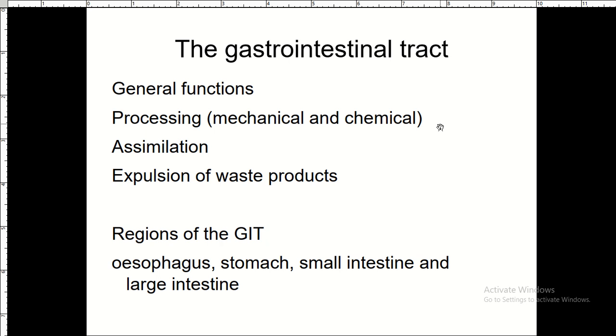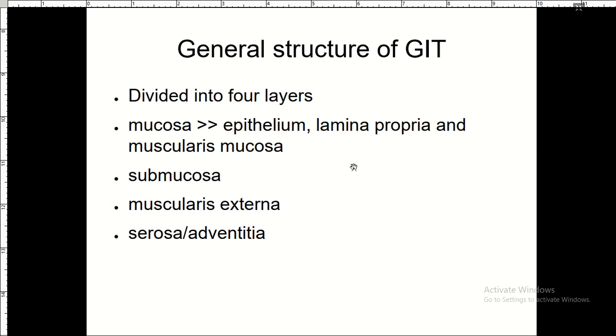Right. So before you get into specific regions, you have to understand the basic structure of the wall of the GIT. The basic structure of the wall of the GIT is categorized into four layers. You're going to move from inside going to outside. Let's start. You're going to have a layer called the mucosa.